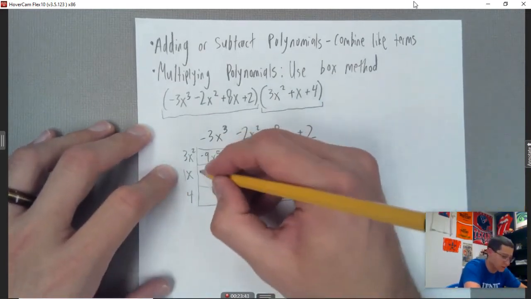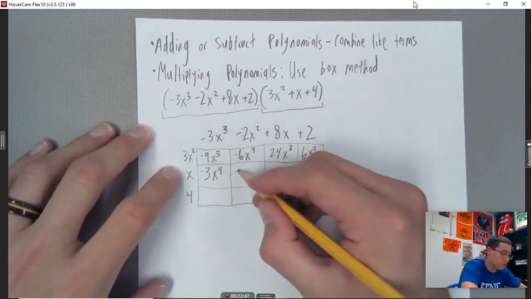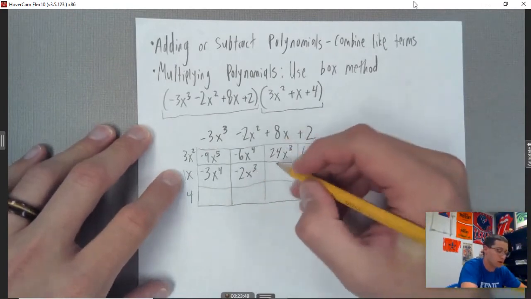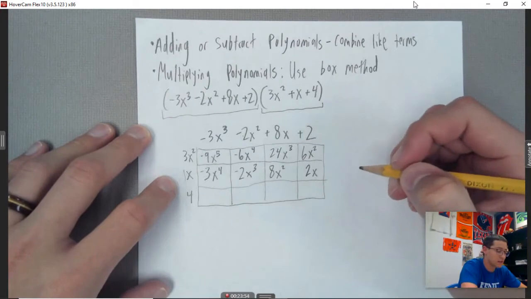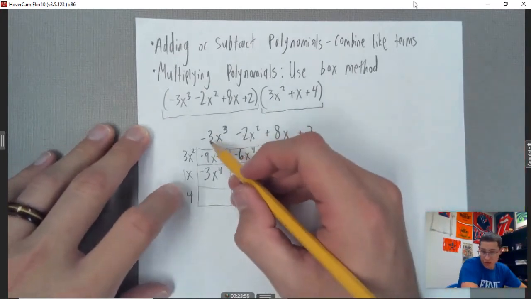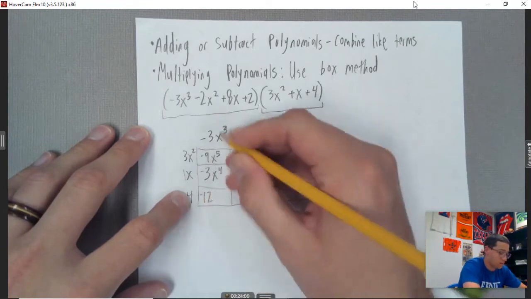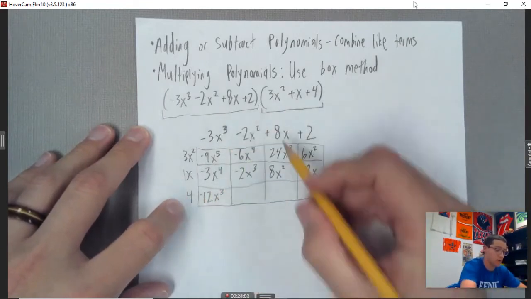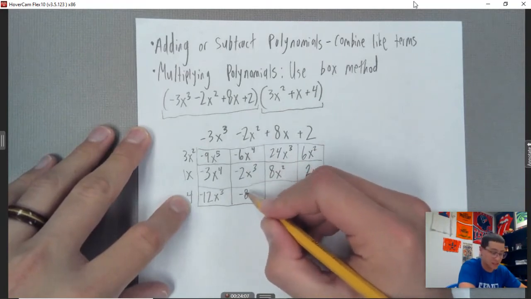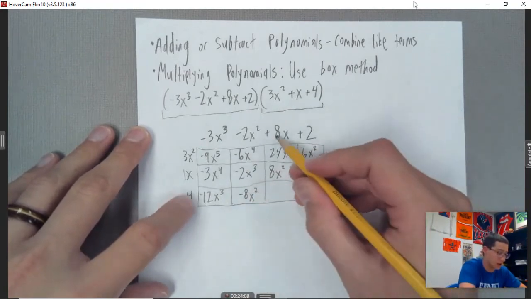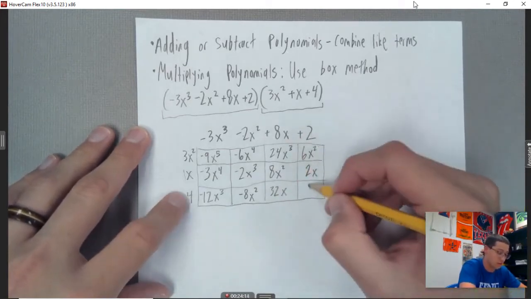Next one, negative 3. All right, x to the 4th. Negative 2, x to the 3rd. 8, x squared. And then 2x. On this one, negative 3 times 4, negative 12, x cubed. Negative 2 times 4, negative 8, x squared. 8 times 4, 32, x, and then 2 times 4, 8.